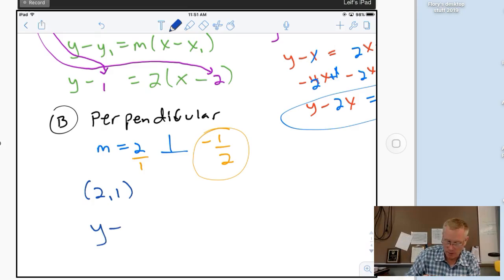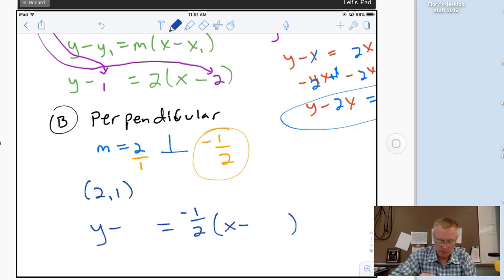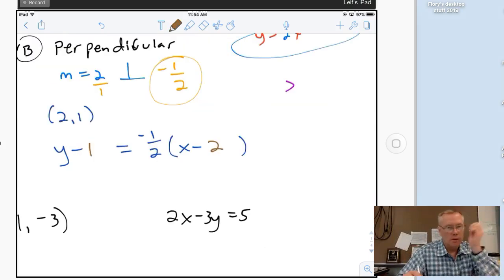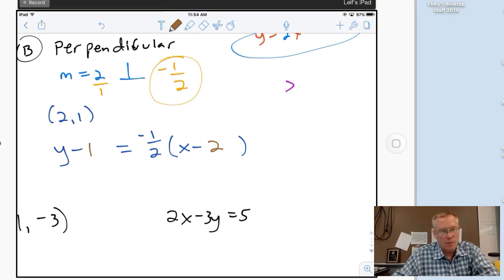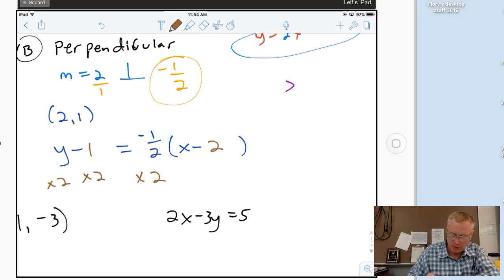So once again, y minus y1 equals m, my new slope goes here, times x minus the x coordinate. Okay, so I'm here. I got y minus 1. I put the y next to the y and the x next to the x. And then, now I can get rid of the denominator here. It'll make things a little cleaner. If I multiply this side by 2 and this side by 2, I only have to multiply the 1/2 by 2. Okay? I don't have to multiply what's in the parentheses also.